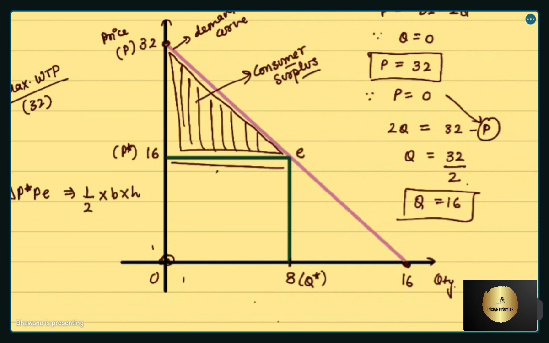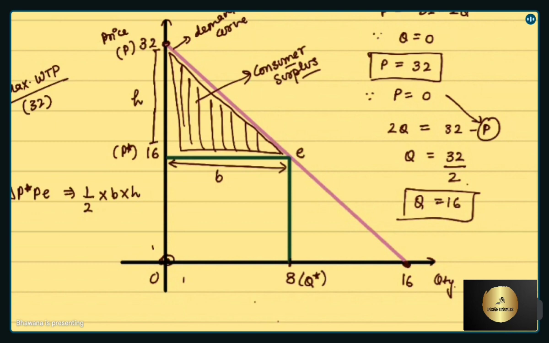This is your base, this is the height, and 1 by 2. So 1 by 2 into base into height, this is the area of a triangle. Now we have the value for B, we have the value for H. When we put it in, we'll get our consumer surplus.